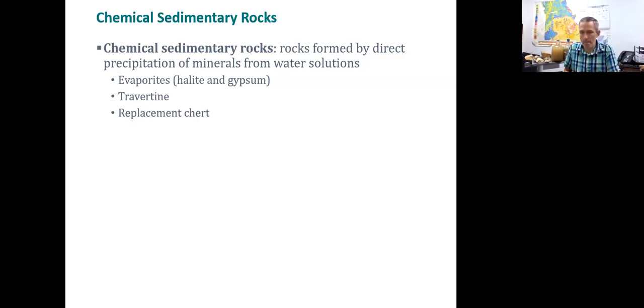in Yellowstone. And then finally, we have replacement chert, where we have limestone in which the groundwater passing through can replace some of this calcite with quartz. And so what's going to be left behind is a piece of chert, a chert nodule.